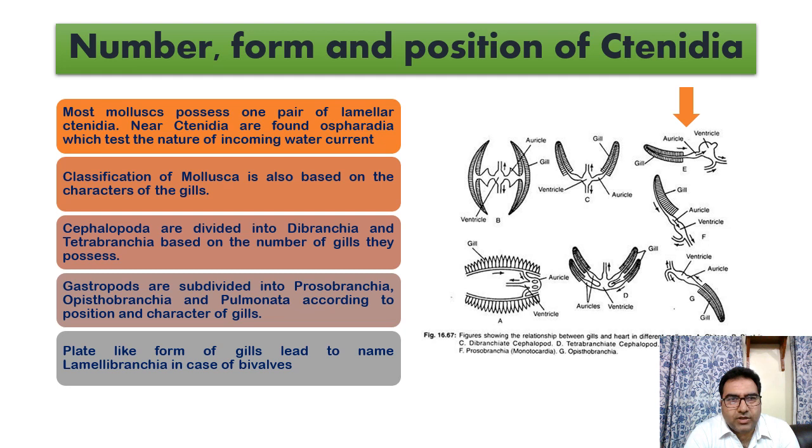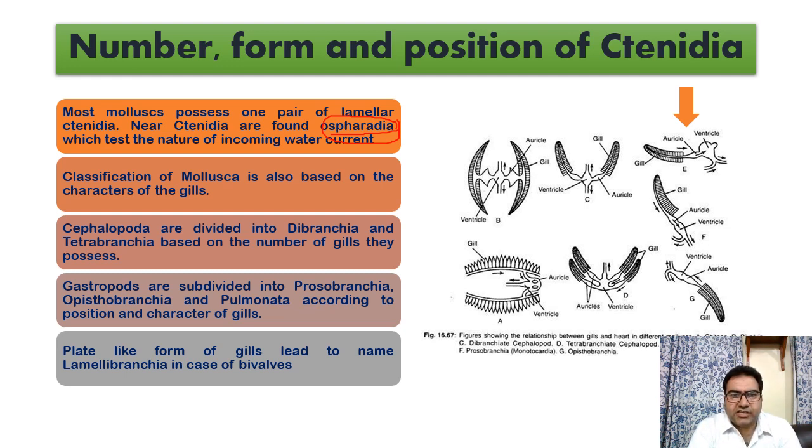When we talk about the number, form and position of the Ctenidia, most of the mollusks possess one pair of lamellar ctenidia, and near the ctenidia are found osphradia, which test the nature of the incoming water current. Now this is a very important organ which we call the osphradium. The osphradia are always near the gills. They test the nature of the incoming water, so if there are any abnormal changes in the water, it is tested by the osphradia.